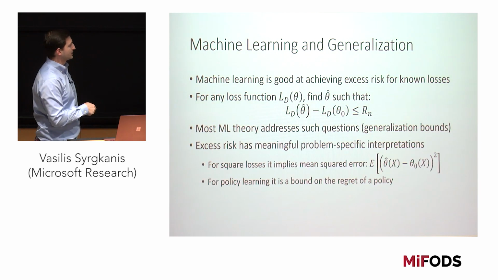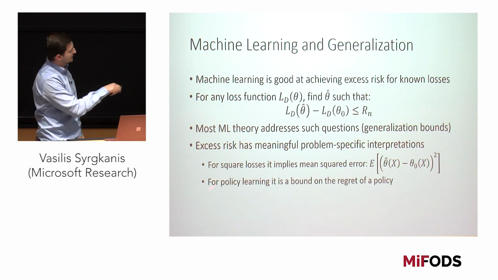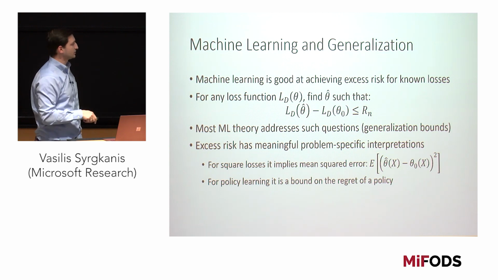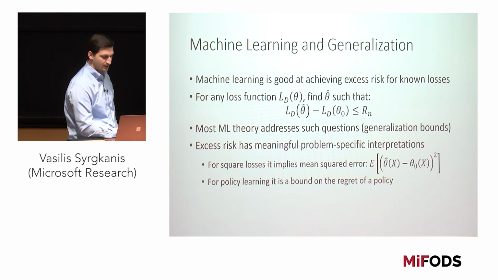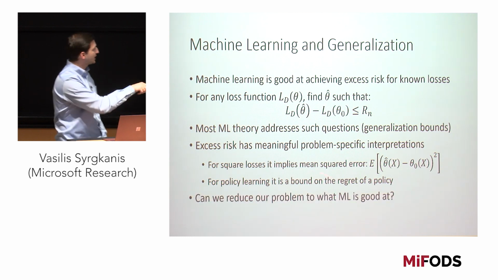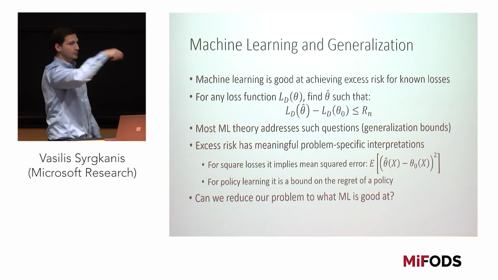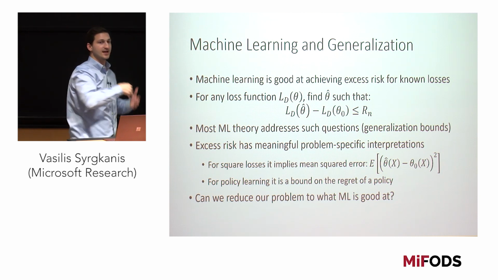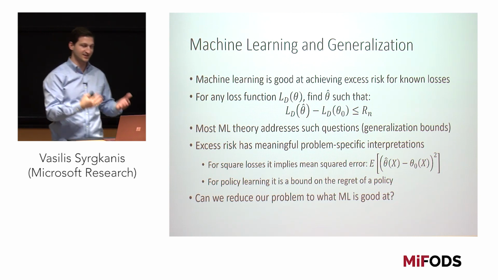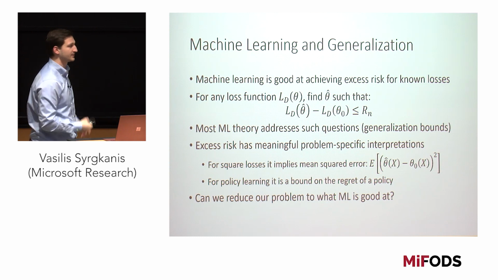So most of ML theory addresses such questions. And as I said, this generalization bound can also imply several quantities that you might be interested in when you're doing causal inference or policy evaluation. And so the question is, can we reduce our problem, which is the statistical learning problem with a nuisance component, to a standard machine learning problem, which is statistical learning without a nuisance component?